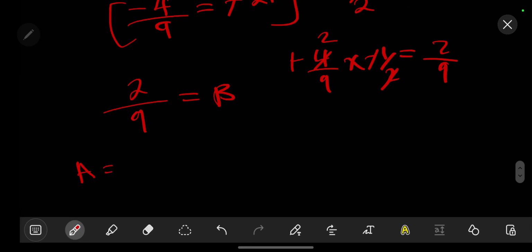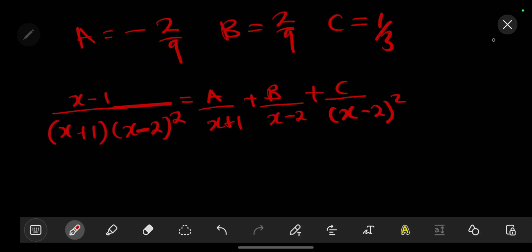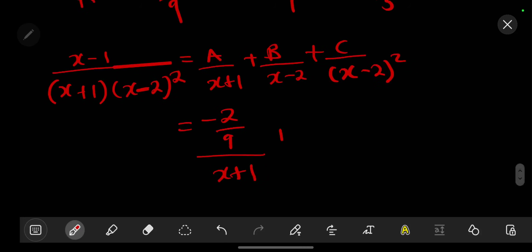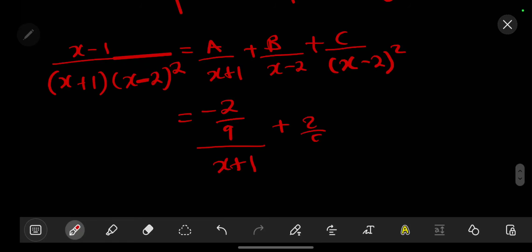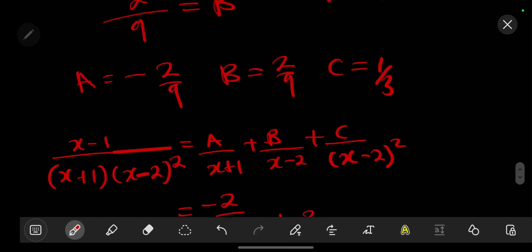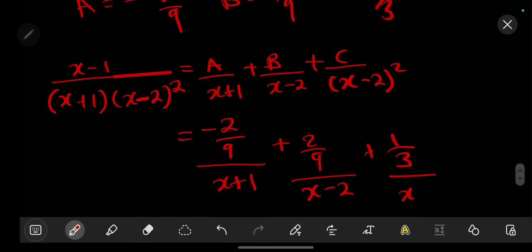So we have found that our a is equal to negative 2 over 9. Our b is equal to 2 over 9, that is positive 2 over 9. Then our c is equal to 1 over 3. Let's just replace. So our a value is equal to negative 2 over 9, then we have over our x plus 1, like that. Then our b value is equal to plus 2 over 9, over the denominator, which is x minus 2. Then our c value is equal to plus 1 over 3, then we are going to say over our x minus 2, then we have a squared.